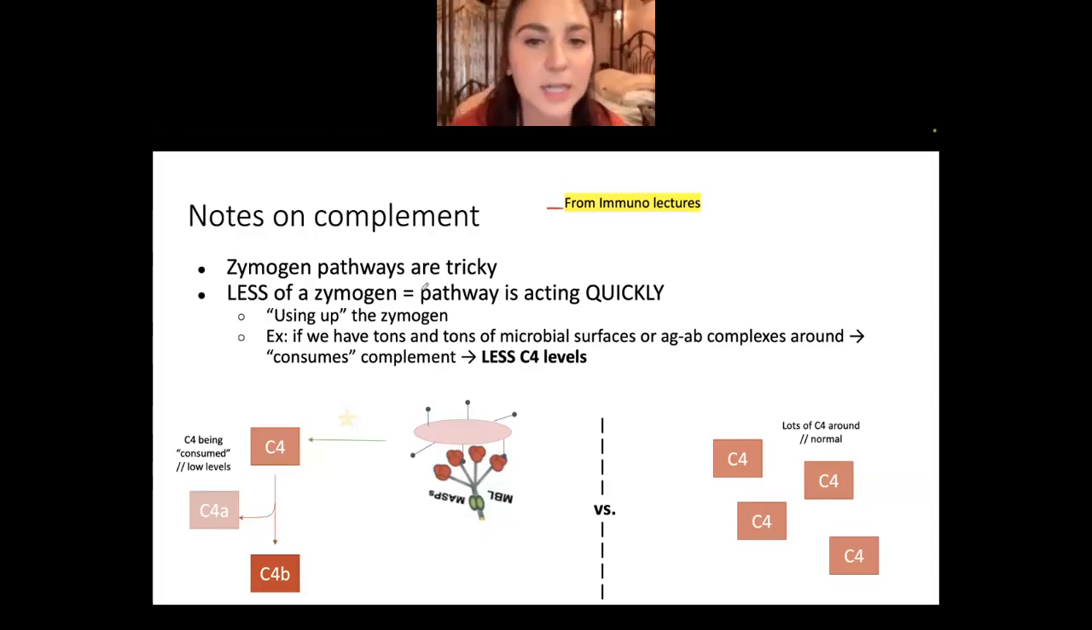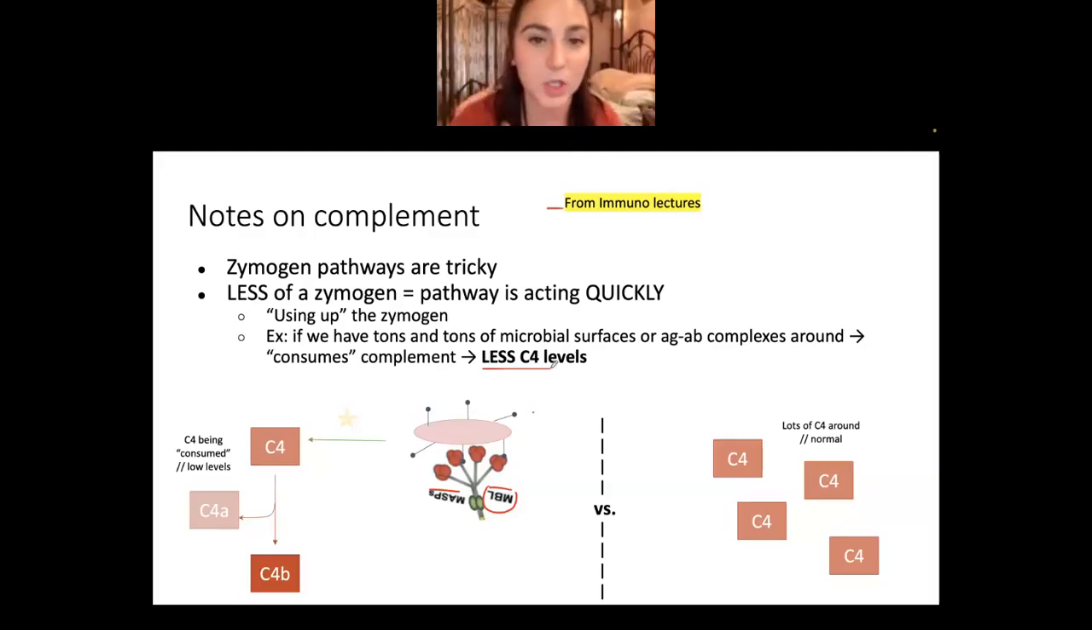So if we have tons and tons of these microbial surfaces or antigen antibody complexes, you're going to get a lot of the complement cascade getting activated. So here's the MBL with its MASPs. So this is the alternative path, or sorry, the mannose binding lectin pathway. It's going to bind to the microbial surfaces. C4 is going to get cleaved into C4a and C4b. Now C4 is being consumed, so there's low levels of it. And if you test for C4, there's less C4 levels.